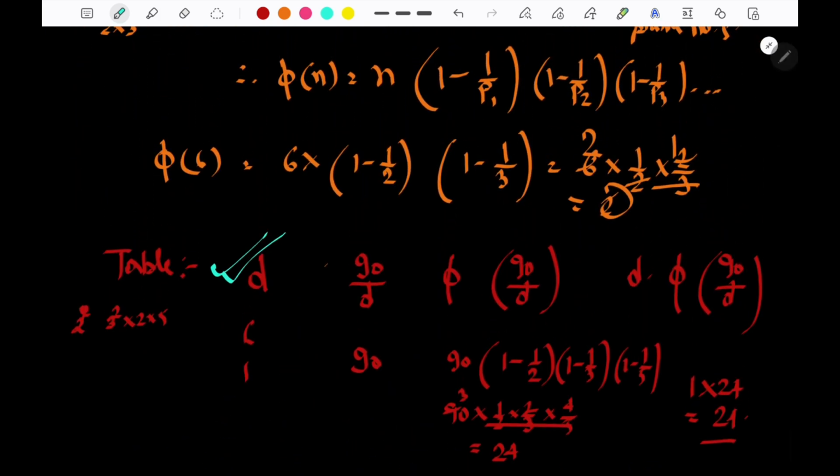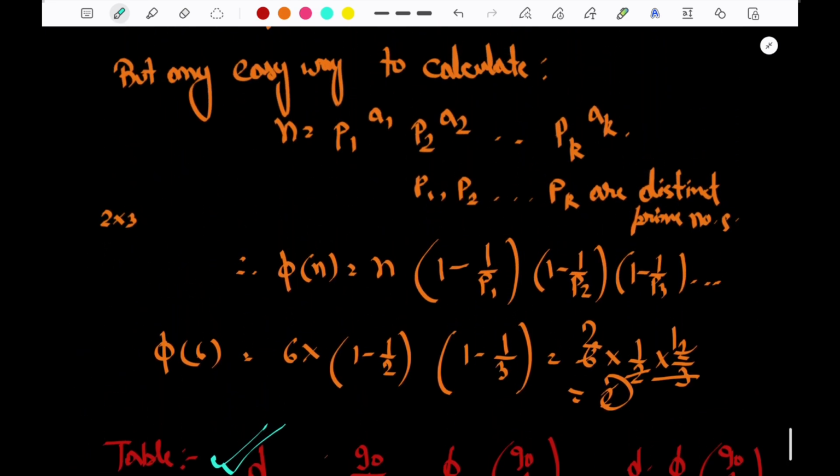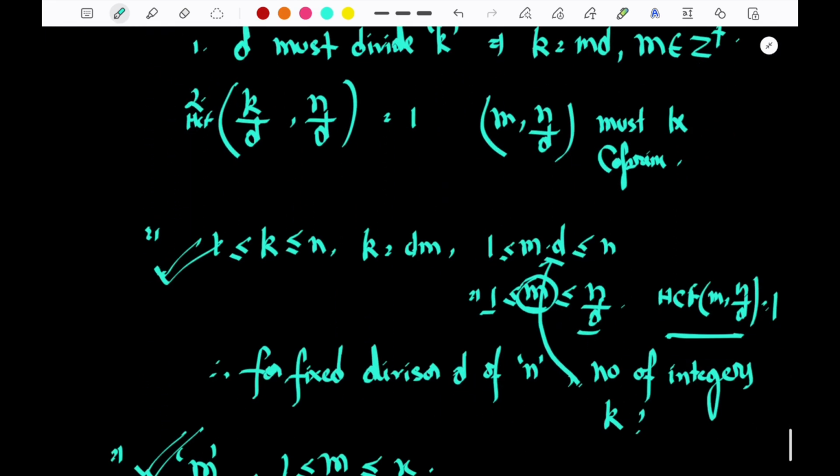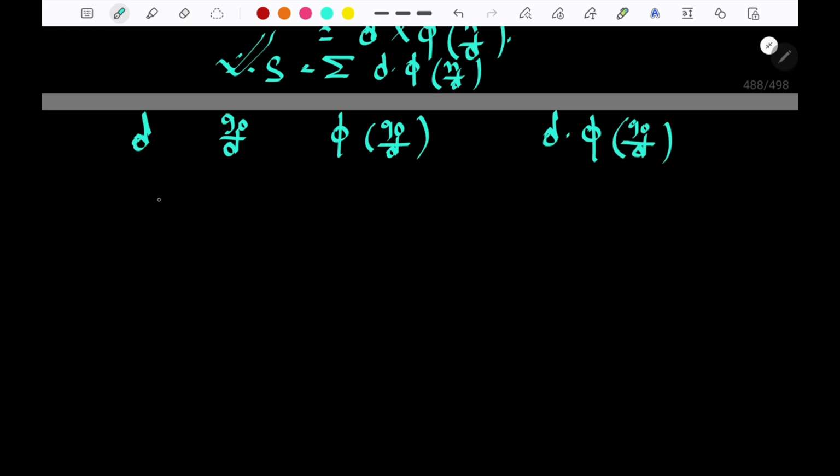So first is d, 90 by d, phi of 90 by d. Let's calculate each value. Next one, what we have written? D, then 90 by d, then phi of 90 by d, and then d into phi of 90 by d. Let's sum the value. For 1 it was 90, phi of 90 was 24, so this is 24.